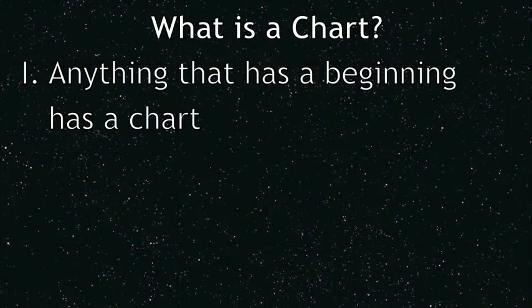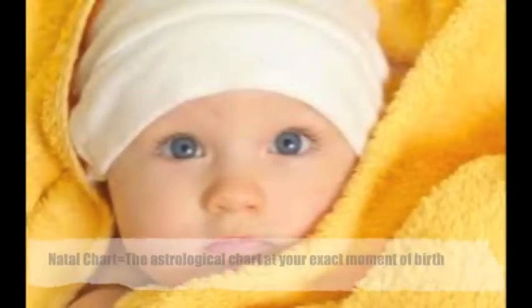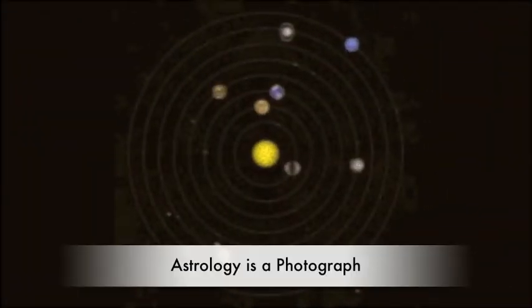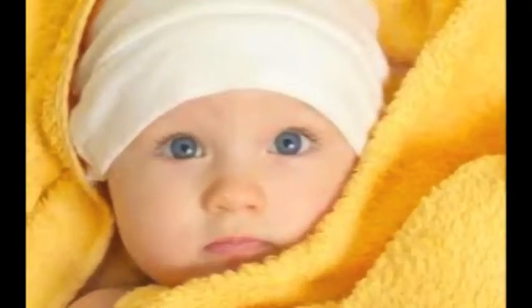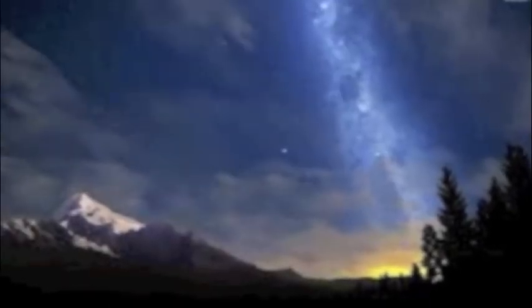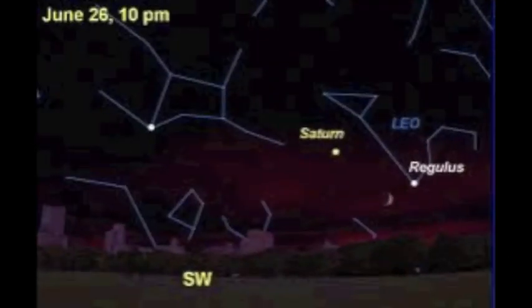The next thing that we must know about charts is that a chart is a photograph and a map all in one. In order to understand this, let's take a look at how natal charts are formed. A natal chart is the astrological chart at the moment you were born. This is our solar system, and even though you can't see it in this picture, it is constantly moving. Planets are always moving. So when you were born, it's as if someone went outside with a camera and took a picture of the sky. This is how your natal chart is a photograph. It is simply a snapshot of the constant planetary motion at the exact moment of your birth.